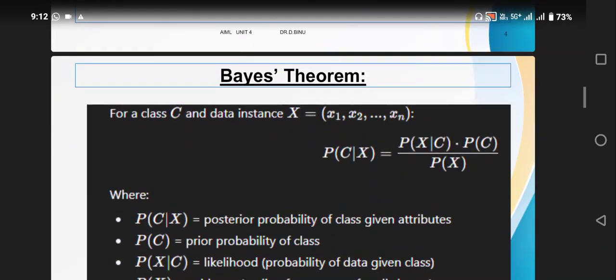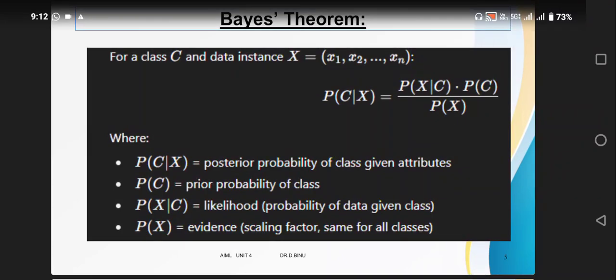The Bayes theorem is represented as, for a class C and data instance x equal to x1 up to xn, P of C given x is equal to P of x given C into P of C divided by P of x, where P of C given x is the posterior probability of the class given the attributes, P of C is the prior probability of the class, P of x given C is the likelihood probability of the data given the class, and P of x is the evidence, which is nothing but a scaling factor which is the same for all the classes.